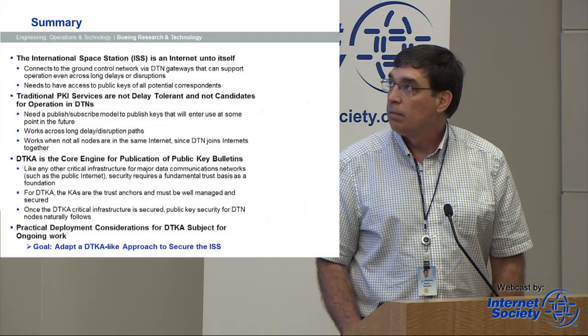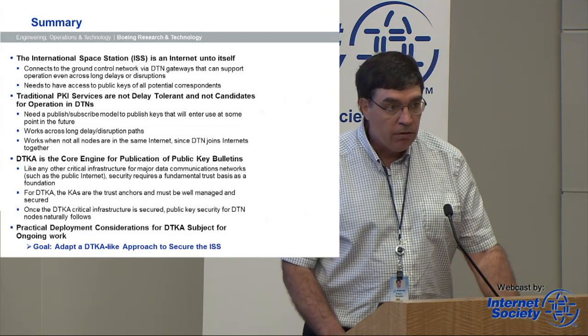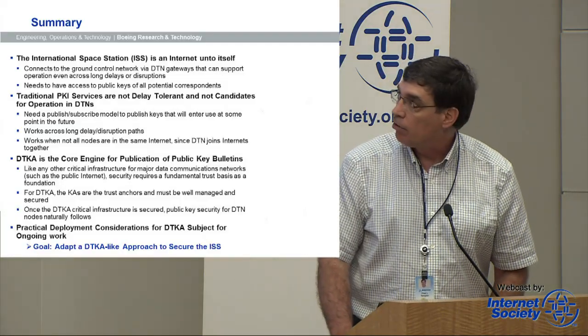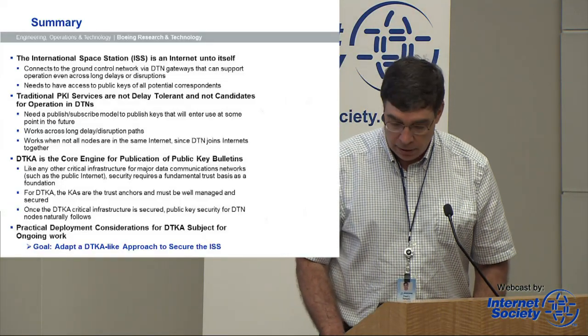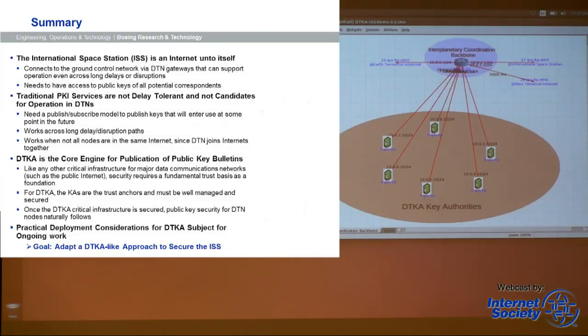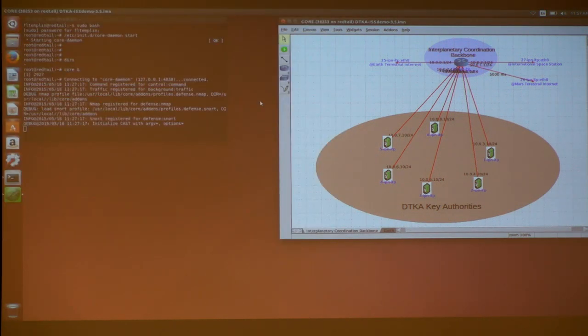So what I would like to do now is switch to a live demo of the DTK system in operation. Oh, wow, it worked. So what you're seeing right now is what's known as a core model. Core is a network modeling system that's based on lightweight virtual machines. So each icon you see in this diagram is a little virtual machine unto itself. It runs its own operating system kernel, it runs its own networking protocol stack, and it's a lightweight virtual machine running on a single Linux laptop.